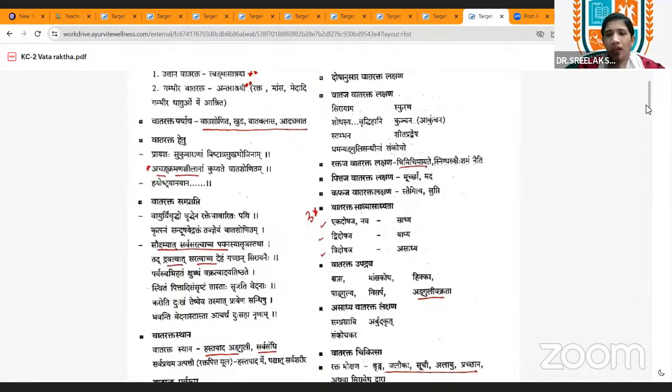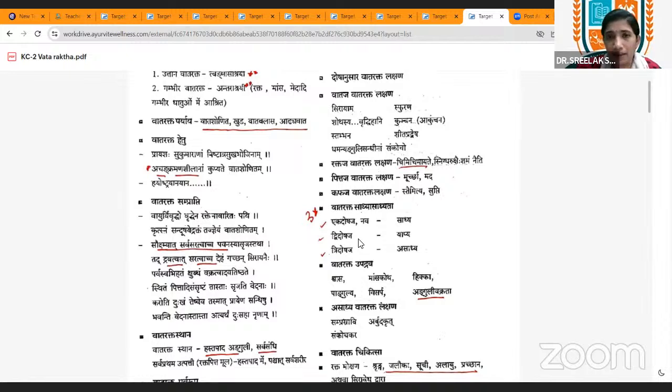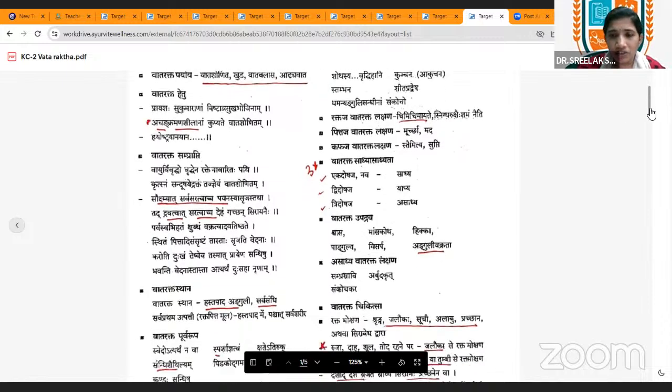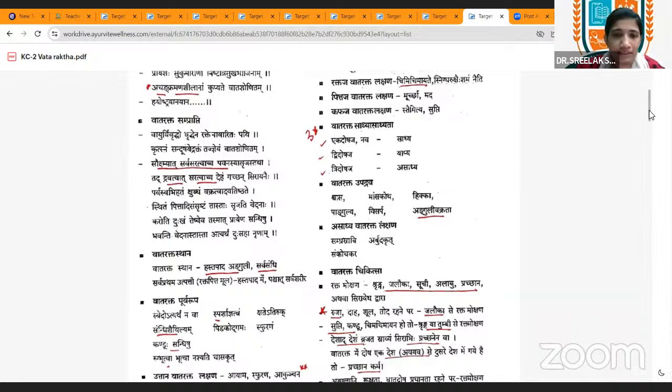And coming to the Sadhya Asadhyata of this Vatarakta, Eka Doshajam is Sadhyam. Dvidoshajam is Yapyam and Tridoshaja is Asadhyam. So this is an important point. And Vatarakta Upadrava: Anguli Vakrata. That is, there may be a change in the shape of the joints. Vatarakta Upadrava, so that is important.